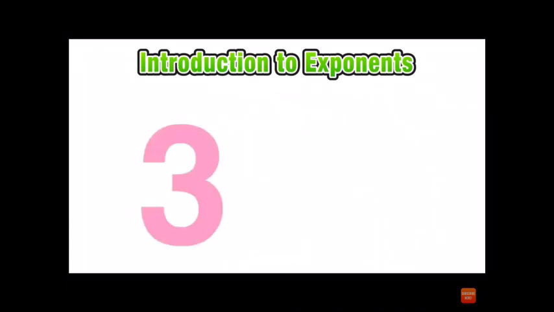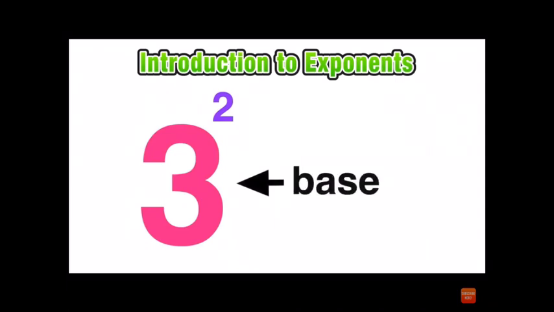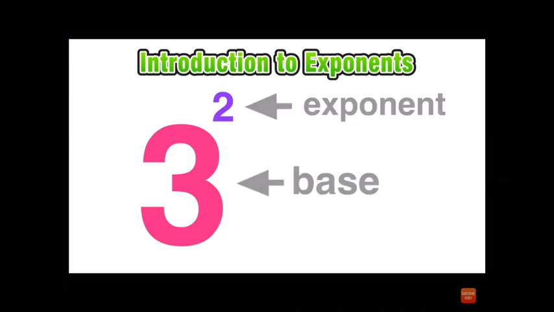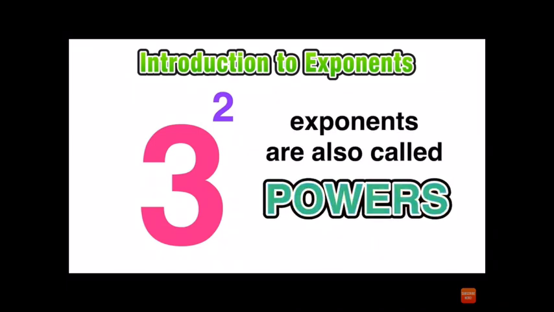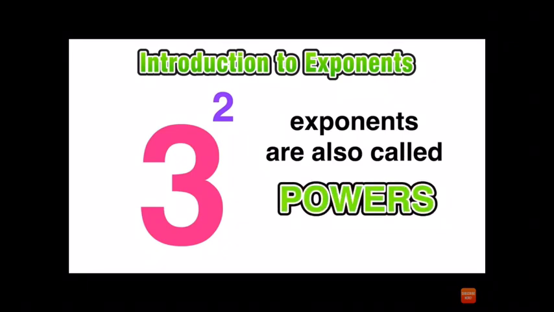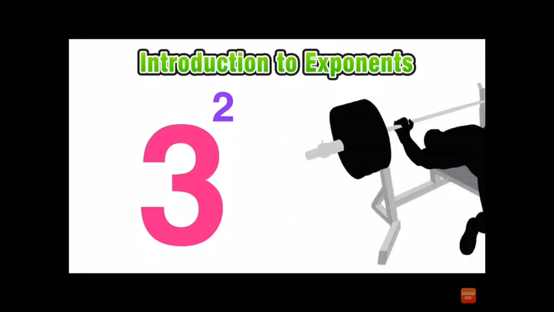So now we can extend our thinking to looking at some numbers. Imagine if we had 3 with a little 2 up at the top right-hand corner. This notation says that 3 is the base value and 2 is the exponent. We should also note that exponents are also called powers. So for this example, we could say 3 to the power of 2 or 3 raised to the power of 2.